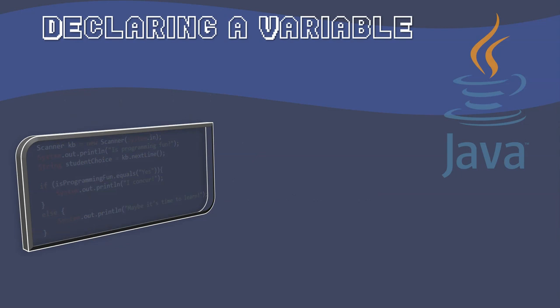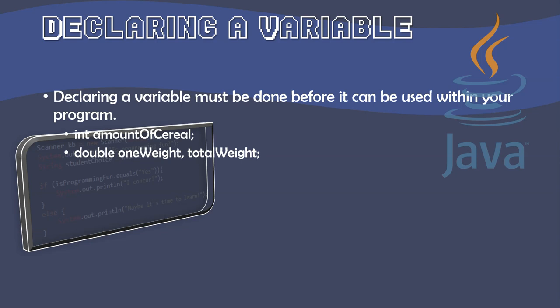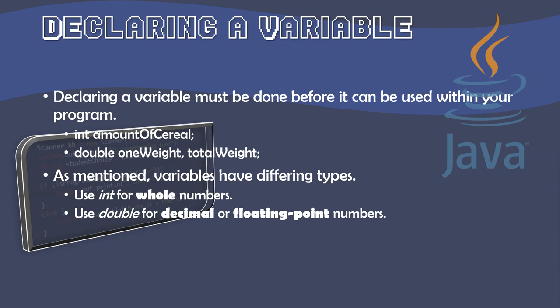So let's start with the first part, declaring a variable. When we declare a variable, the big thing to remember is that it has to be done within your program before we can use it anywhere else. So, for example, if I were to say int amount of cereal, that is declaring the variable. Or if I say double one weight, total weight. Again, these are just declaration statements. We haven't actually set it to a value. That's what initializing will do, and we'll look at that in a minute. But with declaring, we're simply making it exist.